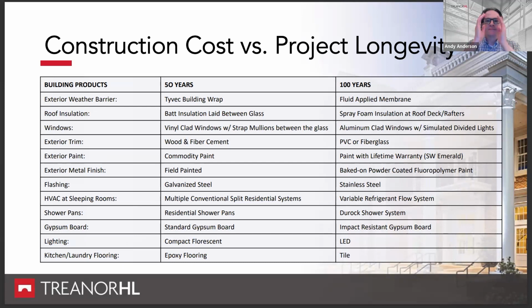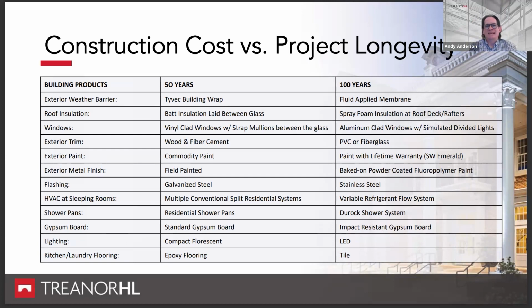Construction costs versus project longevity. This is what I was mentioning earlier, where Greek houses are kind of unique in the sense that they tend to be long life cycle buildings, even when they're not designed to be. These projects don't happen very often, maybe once every 50 years if you're lucky, sometimes longer.